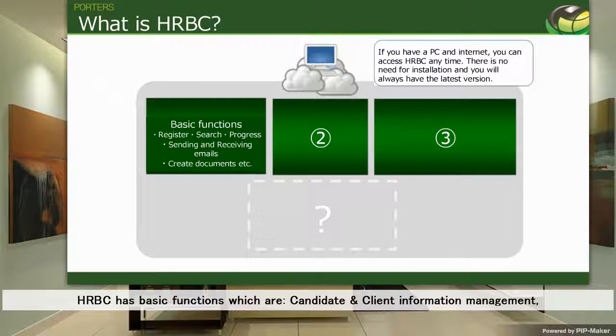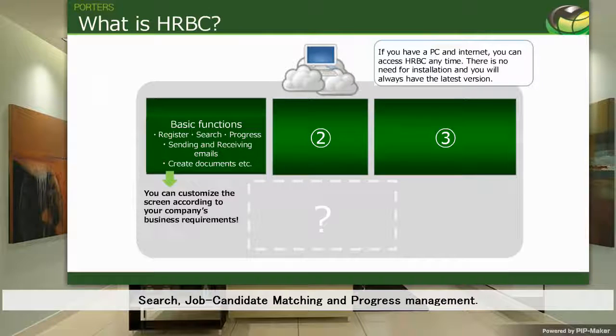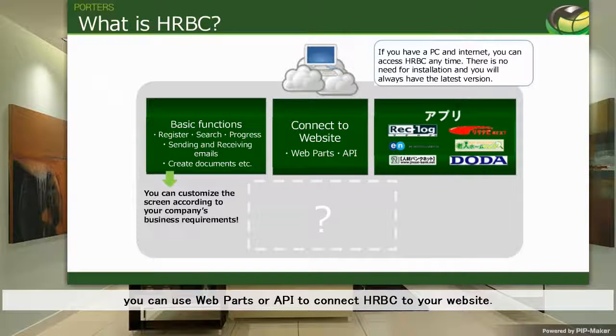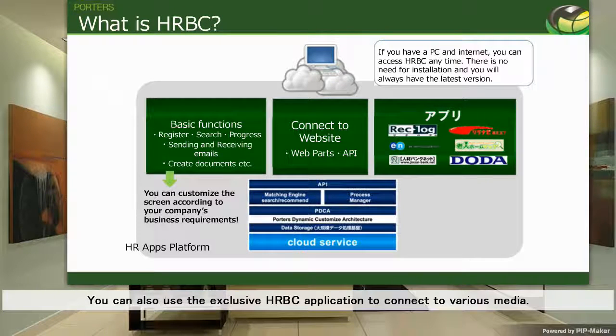HRBC has basic functions which are candidate and client information management, search, job candidate matching, and progress management. One characteristic of HRBC is that you can customize the information that appears on the screen according to your company's business contents. Moreover, if your company has a website, you can use web parts or API to connect HRBC to your website. You can also use the exclusive HRBC application to connect to various media.